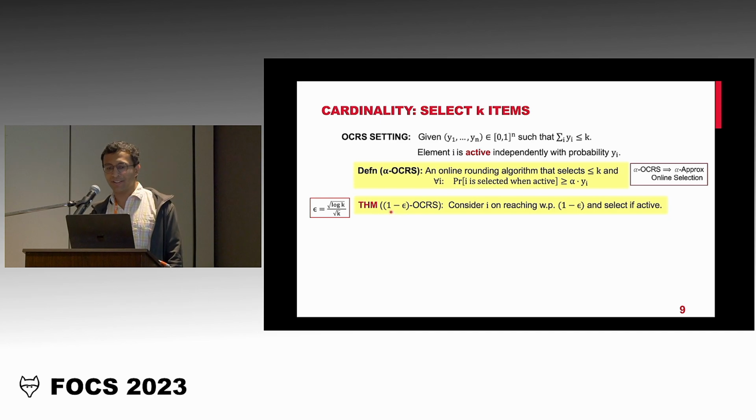So one can show that you can get a 1 minus epsilon OCRS. And the point is, epsilon is roughly 1 over square root of k times maybe some log factors. And this has a very simple proof, so I'm going to present this, and why the right answer tends to 1 as k increases. Okay, any questions? Again, please do ask questions.